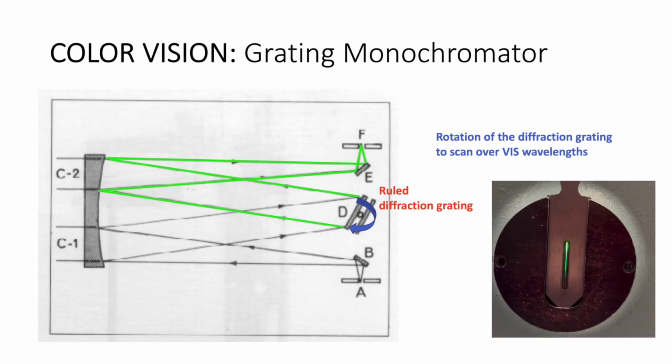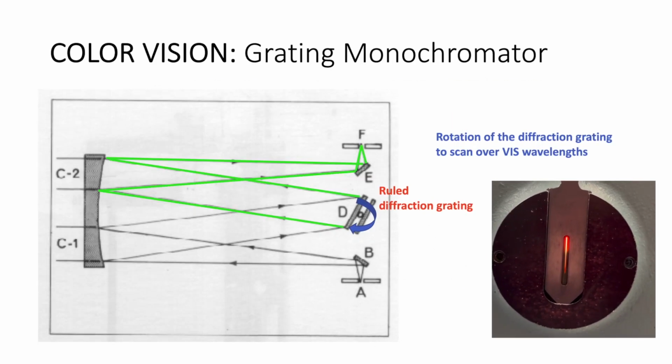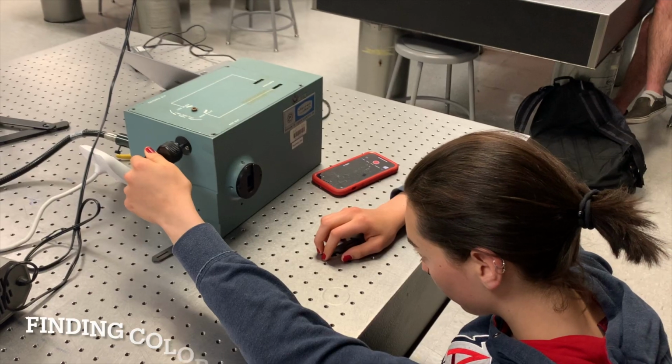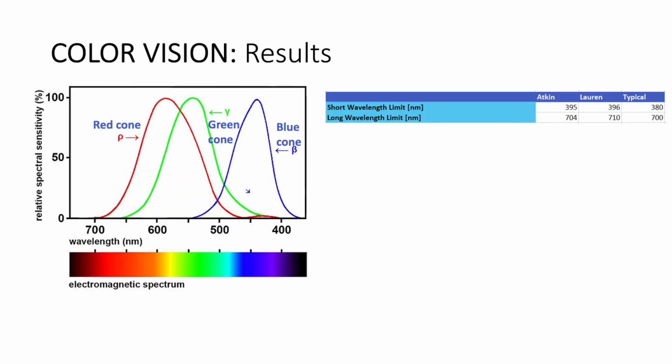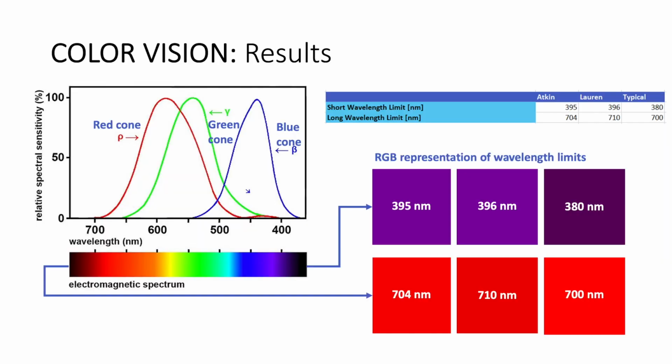We tested our wavelength sensitivity limits by inputting a broadband source into a grating monochromator, which isolates frequencies as shown. We scanned over the wavelengths present in the source until we could no longer see light. Our results were close to typical wavelength limits of 380 to 700 nanometers, and our measurements were likely impacted by our experimental setup, the power spectrum of the source, and tolerances on the monochromator reading.